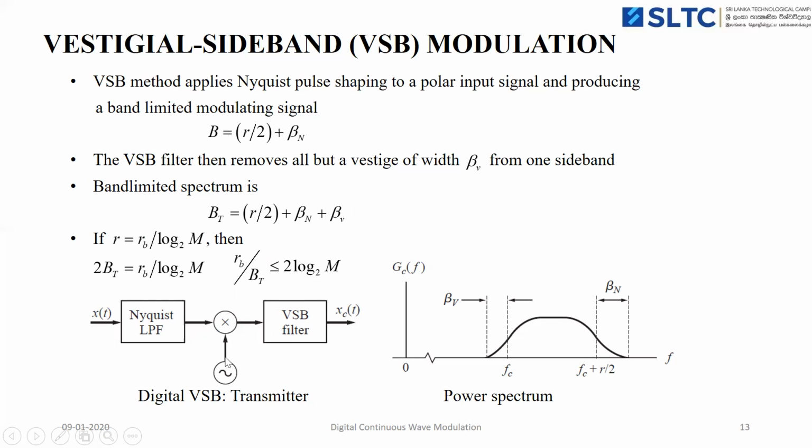This diagram shows the VSB transmitter modulator. There is an incoming signal x(t). Then we use the Nyquist low pass filter to control the spectral spillover. Then the signal is modulated by the carrier signal using a local oscillator. And then it is again passed through another filter, that is the VSB filter. Finally, we get the VSB modulated output signal x_c(t).